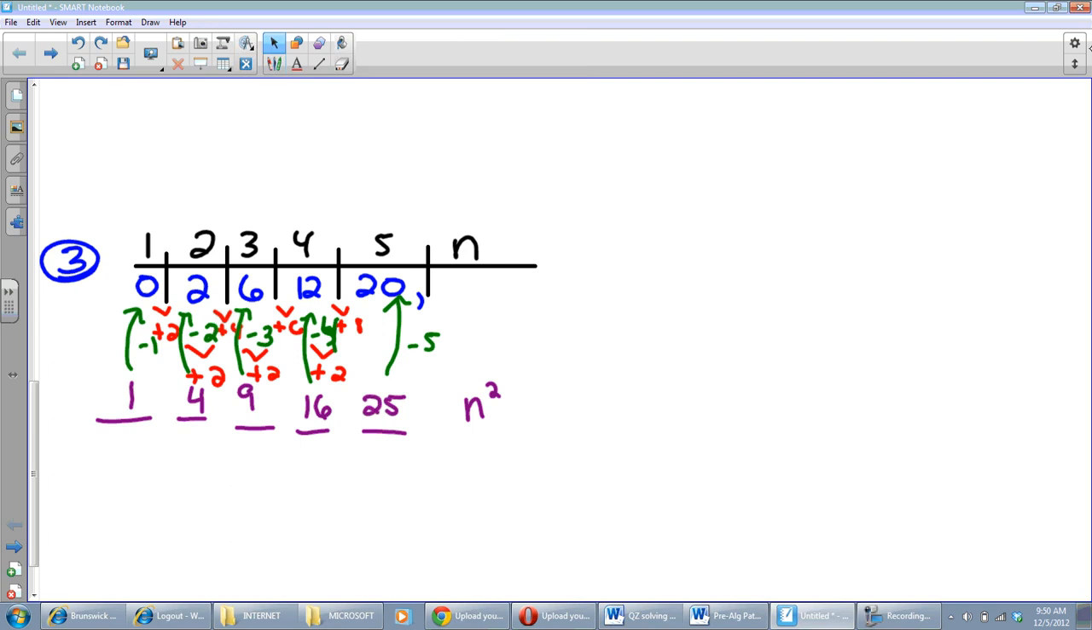Let's think about this for a minute. We know that it's going to be something like n squared. On the first one, we subtracted 1. Second one, we subtracted 2. Then we subtracted 3. Then 4 on the fourth one. And the fifth one was 5. What do you think we're going to subtract on the sixth one? 6, of course. Seventh one, 7.